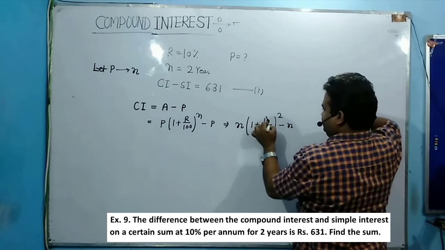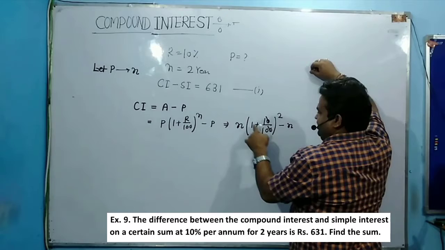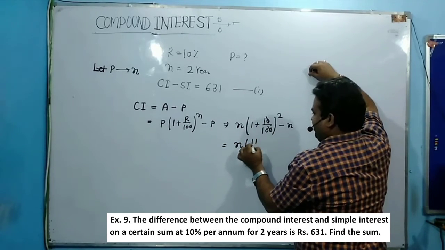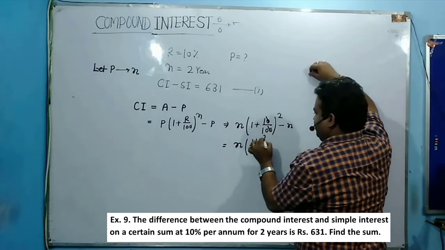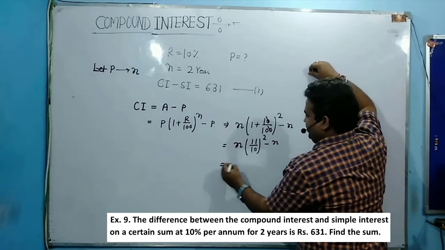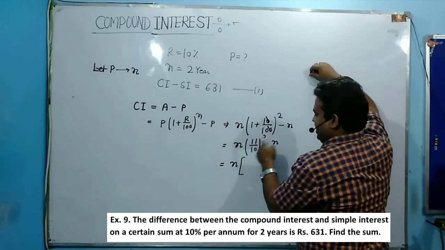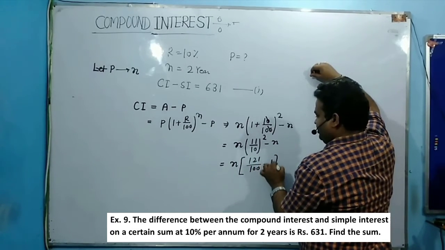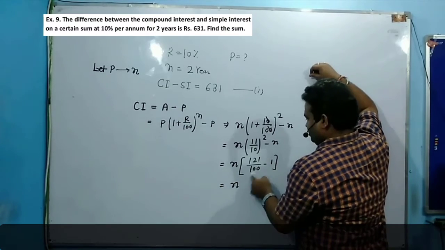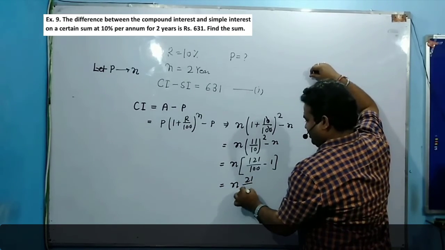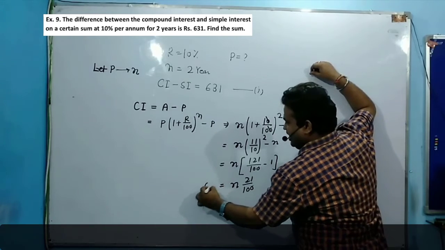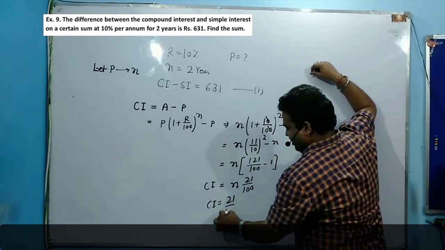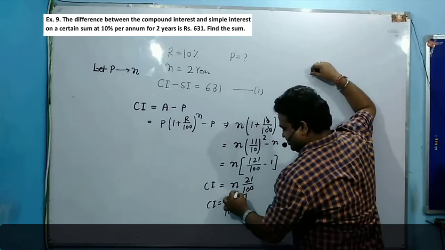So this is what: 0, 0 gone. This is 11 by 10. So x (11 by 10) raised to the power 2, minus x. So take x common. You will get 11 squared, 121 divided by 100, minus 1. So this value is 121 minus 100, 21 by 100 x. So my CI value is what? CI value is 21 by 100 x. So this is my CI value.